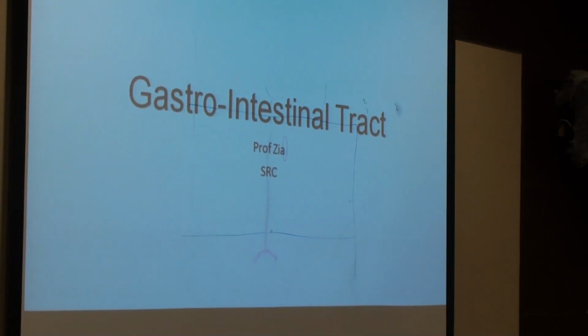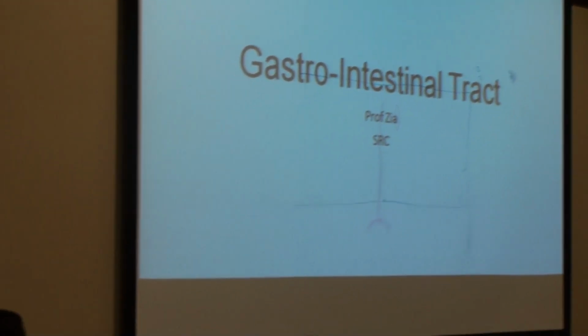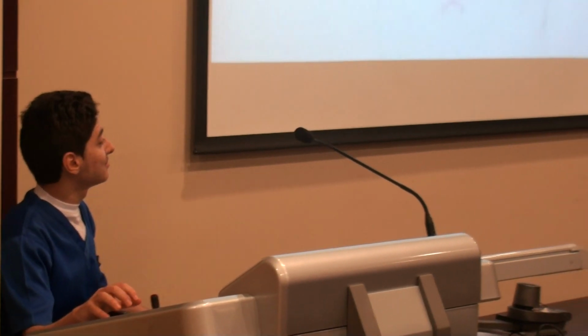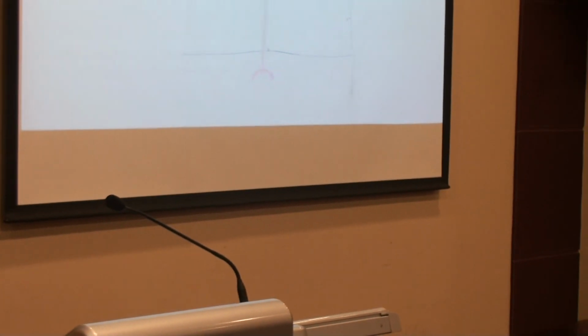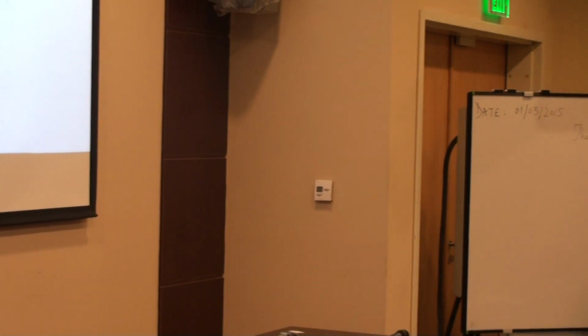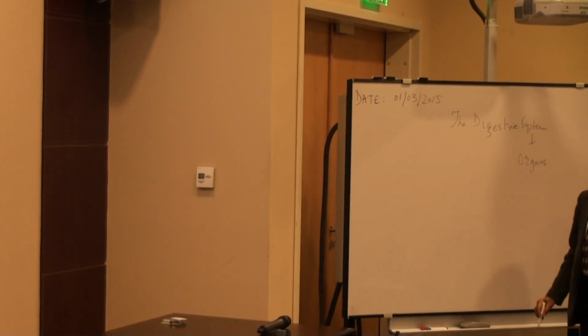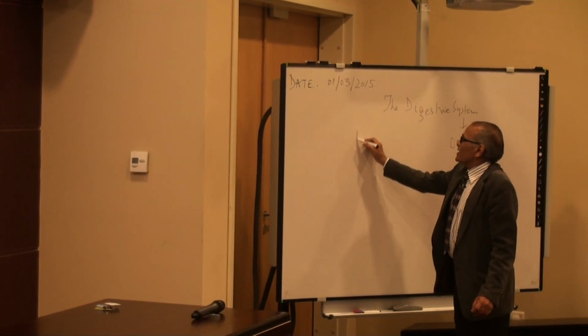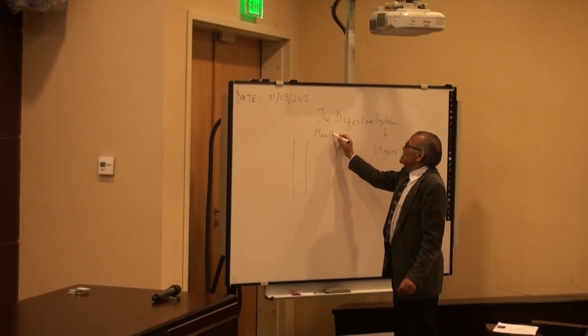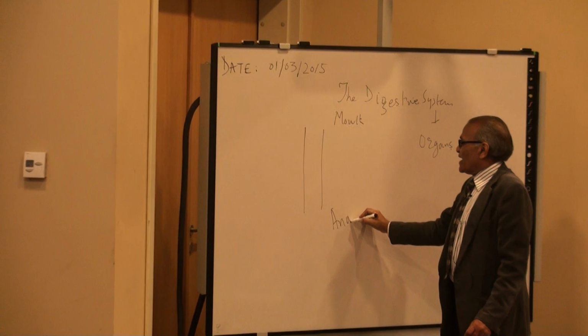We are talking about the gastrointestinal system today. The other name for this system is the digestive system. Now, as we say it is a system, it will comprise various organs. Practically, it is a tube extending from the mouth to the last end that we call the anus.